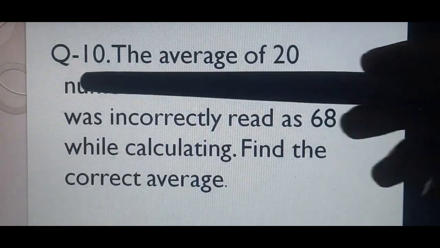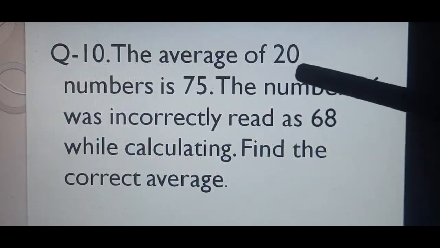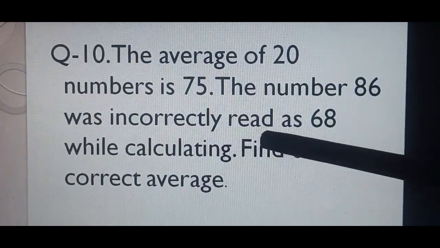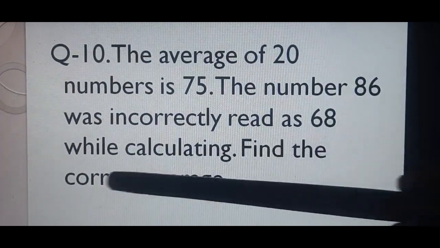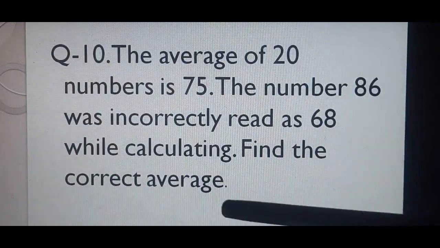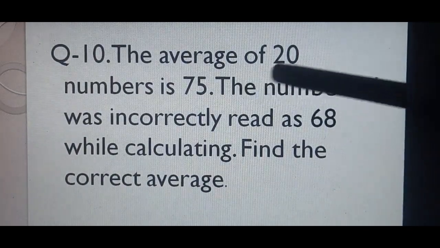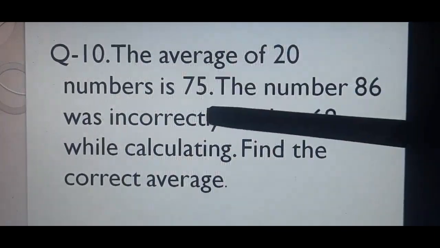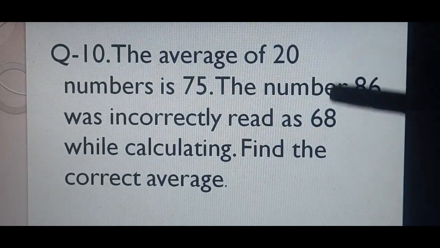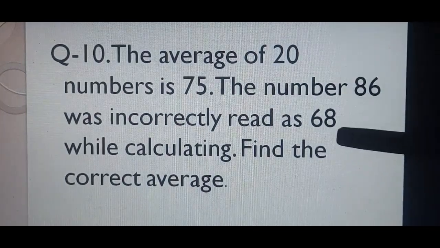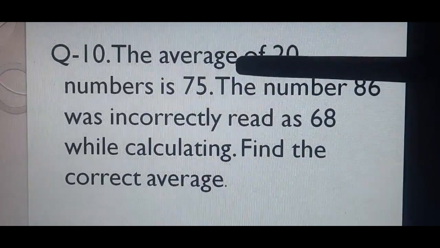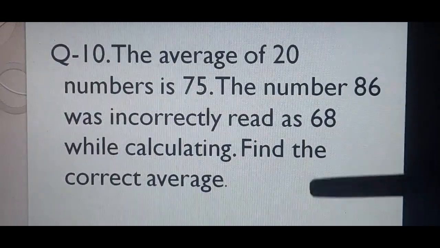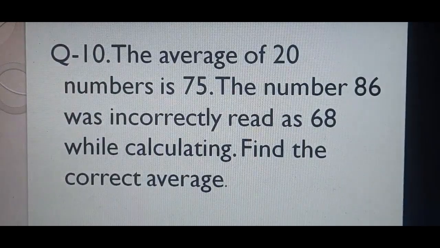Next question, 10th question of your worksheet. The average of 20 numbers is 75. The number 86 was incorrectly read as 68 while calculating. Find the correct average. 20 numbers का एवरेज निकाला गया, that is 75, but ये एवरेज रॉन्ग है. क्यों? क्योंकि एक नंबर था 86 लेकिन उसको रीड क्या किया 68. तो जहां हमें 86 लेना था यहाँ सम में, वहां हमने 68 ले लिया. सो हमारा एवरेज रॉन्ग हो गया. Find the correct average. Understood the question?